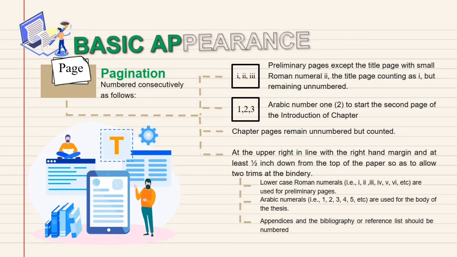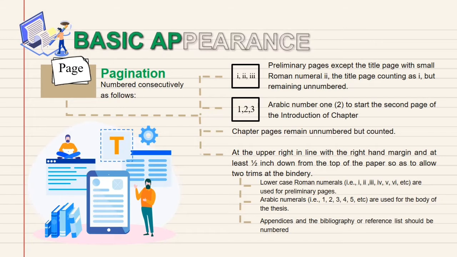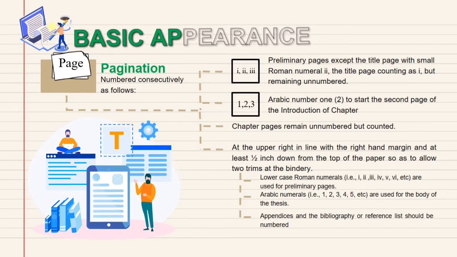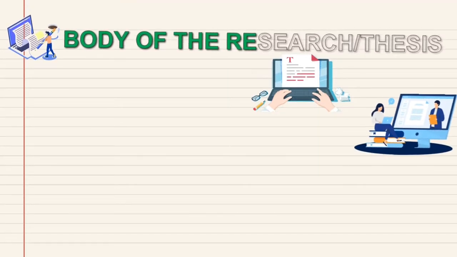Arabic numerals 1, 2, 3, 4, 5, and the like are used for the body of the thesis. The numerals appear at the upper right in line with the right hand margin and at least 1/2 inch down from the top of the paper, while appendices and the bibliography or reference list should be numbered consecutively with the rest of the thesis. Now let's proceed with the body of the research or the thesis.